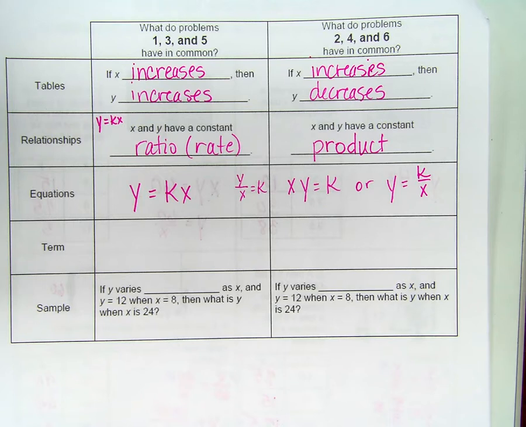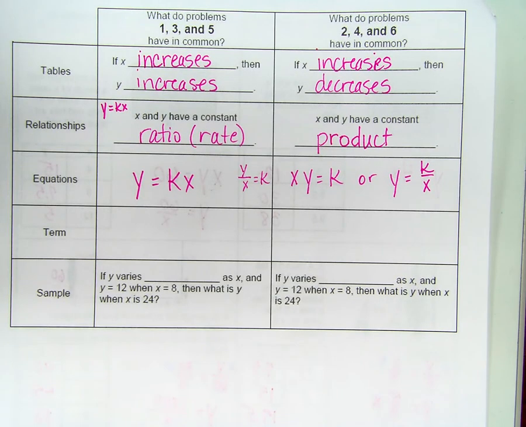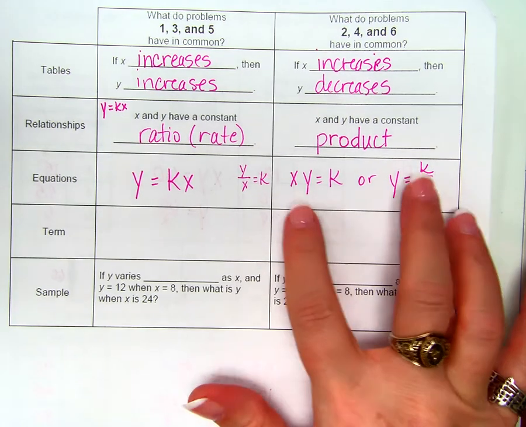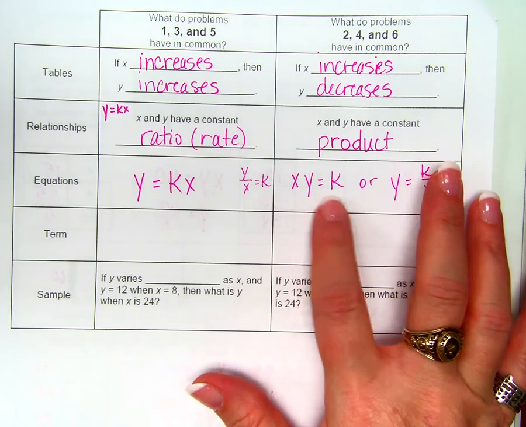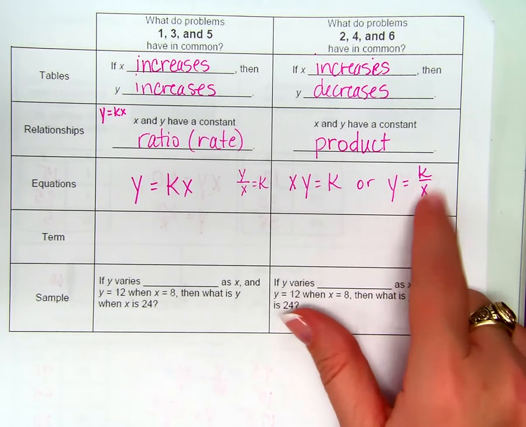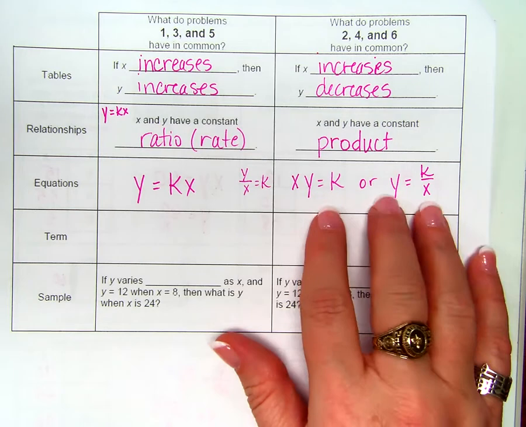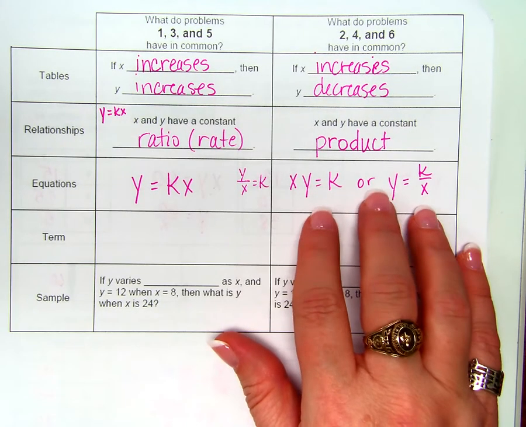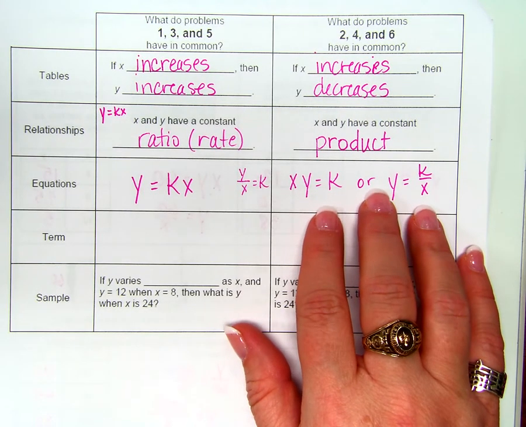Okay? So what do problems 2, 4, and 6 have in common? Well, for their tables, as x increases, then y decreases. x and y have a constant product for problems 2, 4, and 6. And their equations look like either xy equals k or y equals k divided by x. Once again, are these the same equations? Yes, but in a different form, right?